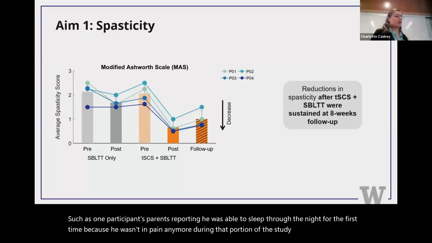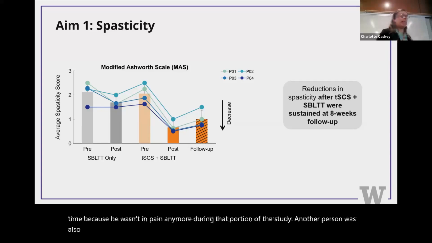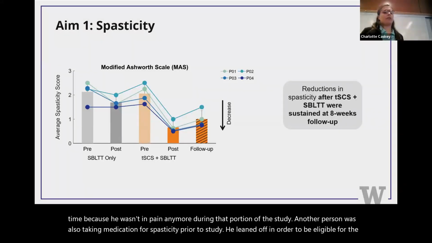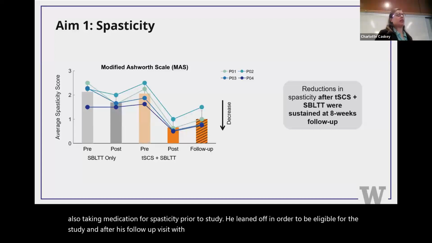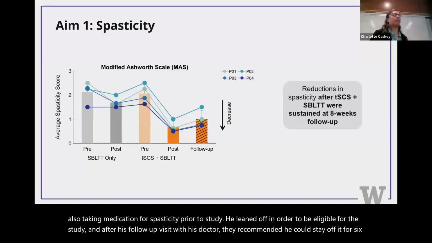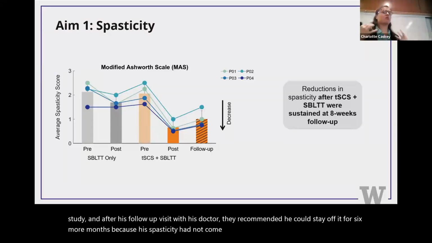Another participant was also taking medication for spasticity prior to the study. He weaned off in order to be eligible for the study. And after his follow-up visit with his doctor, they recommended he could stay off it for 6 more months because his spasticity had not come back. So again, these are just really exciting, meaningful outcomes.